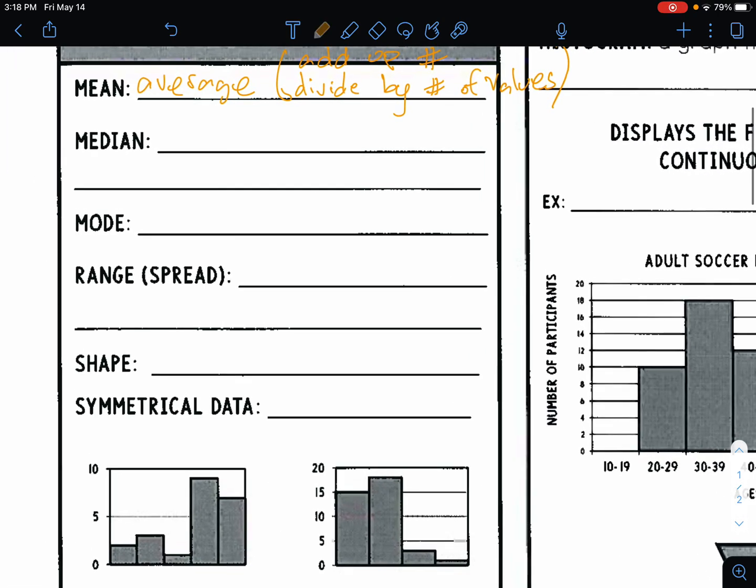What is the median? The median, I always say, is the middle number. Now, you have to order from least to greatest first, of course. This is just parentheses, order from least to greatest first.